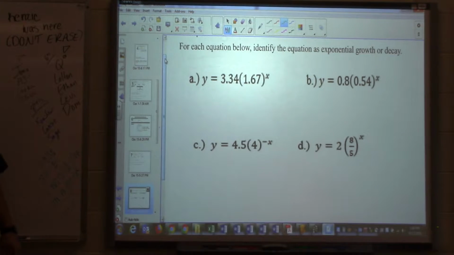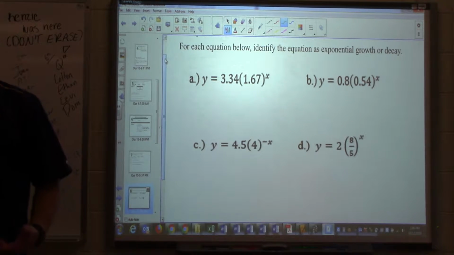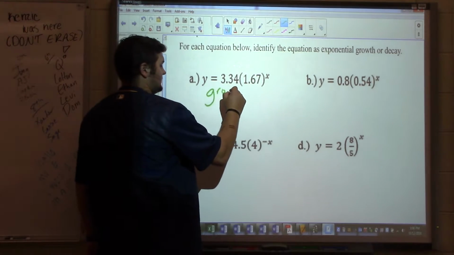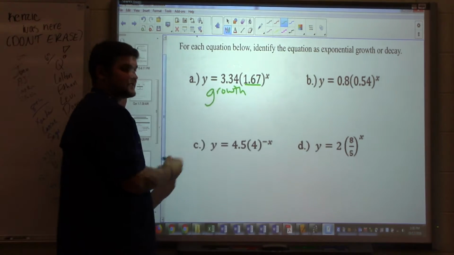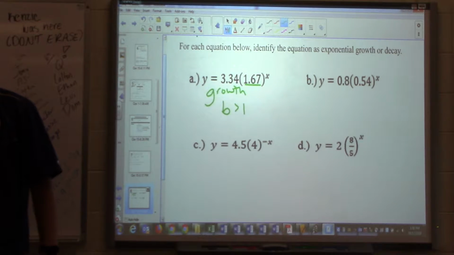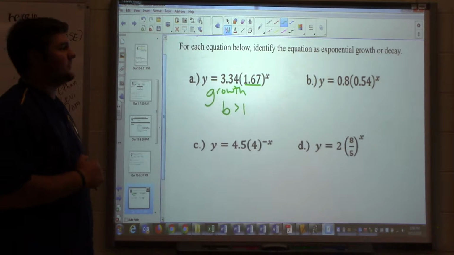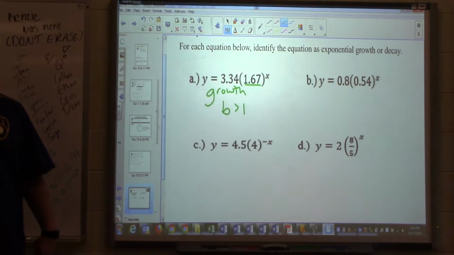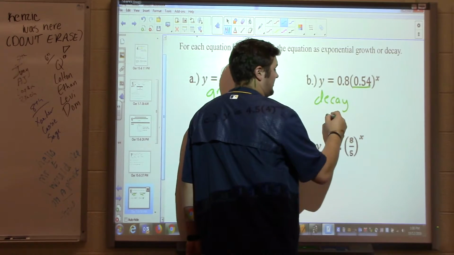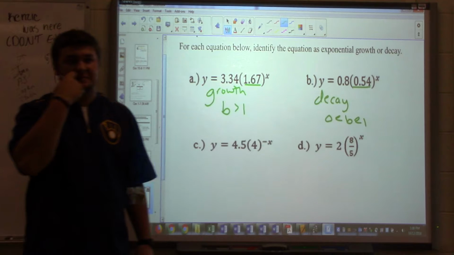Well, first one, y equals 3.34 times 1.67 to the x. Growth or decay? Growth. How do you know that? The number's larger than 1. 1.67. Our b value is greater than 1. Good. Alright, what about the second one? Y equals 0.8 times 0.54 to the x power. Decay. 0.54 is between 0 and 1.